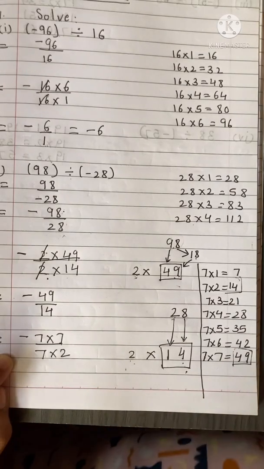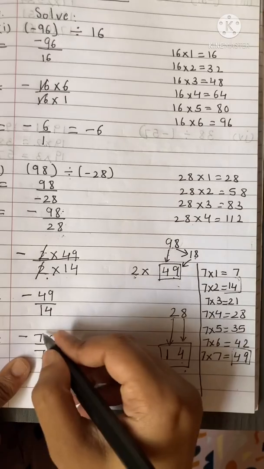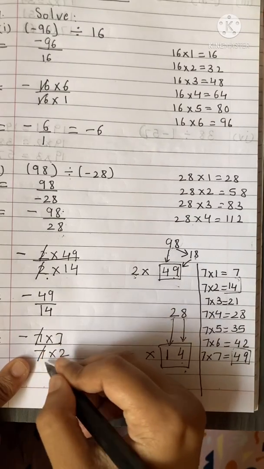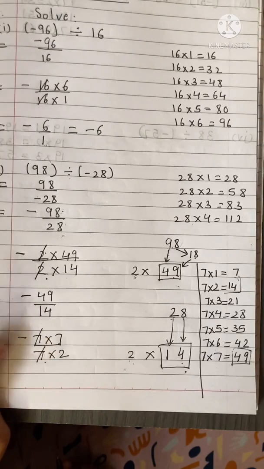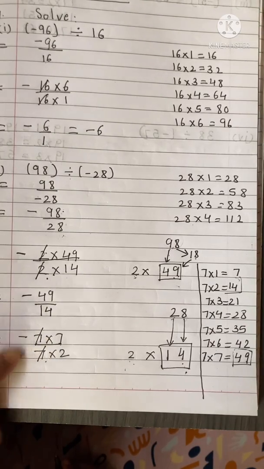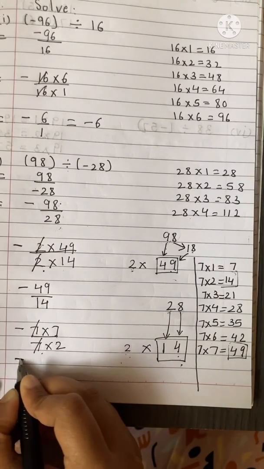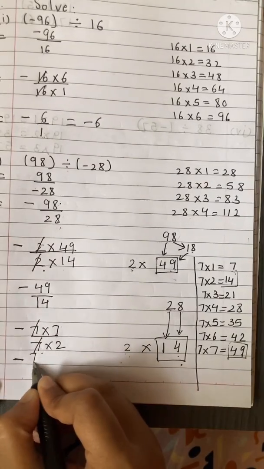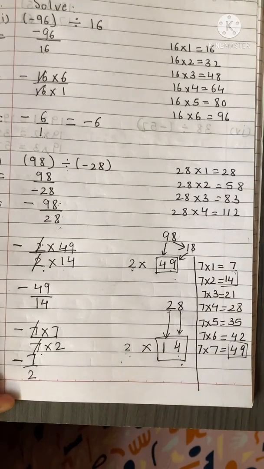Now, which is the common number up and down? One common number, 7 and 7. So, one common number in the numerator and denominator we can cut. Okay, only one common number. Now, write down the remaining numbers. So what are the remaining numbers? Minus sign, do not forget to write down. 7 is remaining in the numerator and 2 is remaining in the denominator.